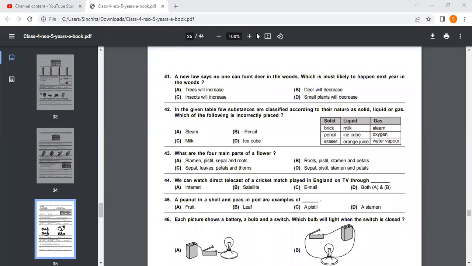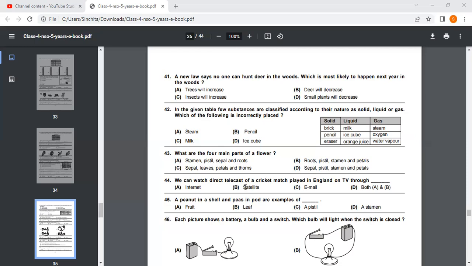Excellent. Shruti, if we don't hunt deer in the woods, then what do deer eat? Do you know that, Shruti? No, ma'am. Do you know what cows eat, Shruti? Yes, ma'am. Grass. Very good. The same thing deer also eat. Deer feed on grasses. So which one will decrease? If the number of deer increases. Ma'am, D. Very good. It's D. Excellent, Shruti. Proud of you both.